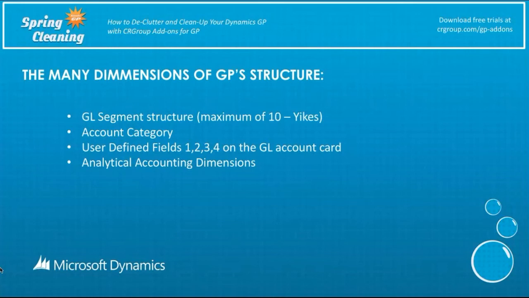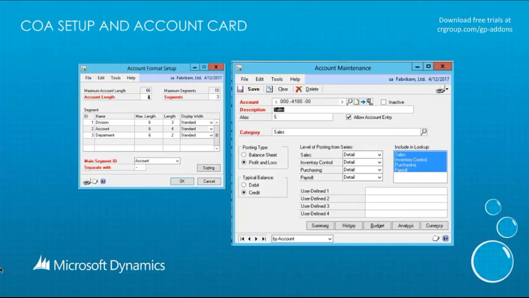And so we talk here about the account category. We talk about user-defined fields 1, 2, and 3 that are on the GL card. And we also talk about analytical accounting dimensions. So let's spend a bit of time on each of these. First of all, the COA setup, we just talked about it. But this COA account maintenance card is important, right? Because there's fields on there that matter. One of the best ones is the category field.